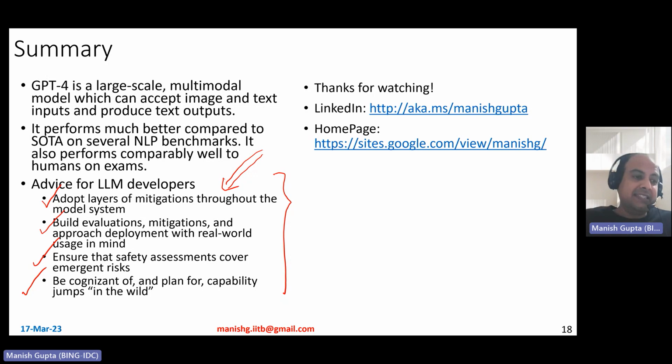But as users, I think we should use GPT-4 for all kinds of creative purposes. However, we should also be aware that we should not take everything at face value. So we need to evaluate whatever content has been generated by GPT-4, verify everything nicely, and only then pass it on to other people, other users, other systems for consumption.